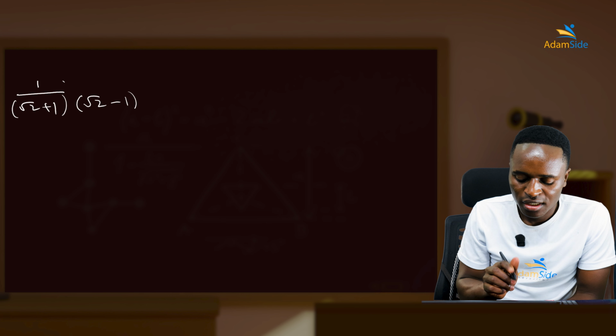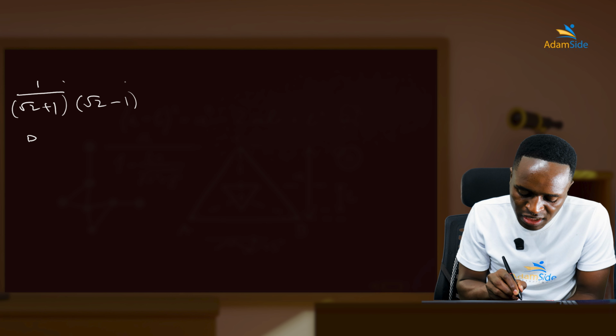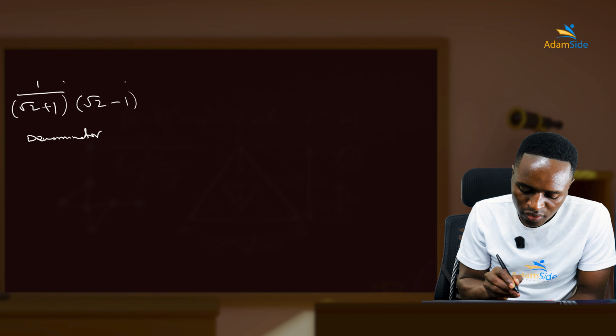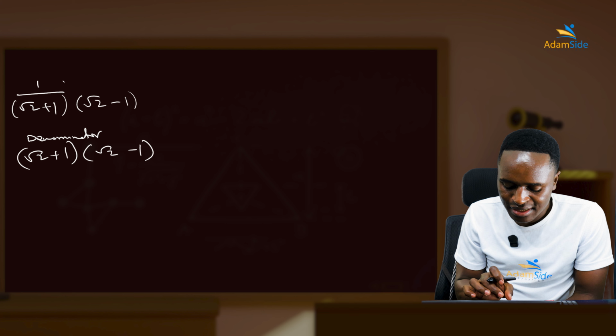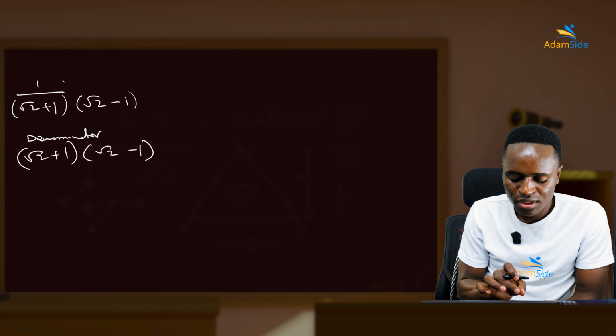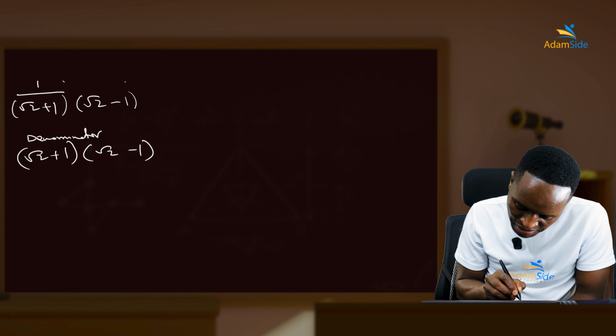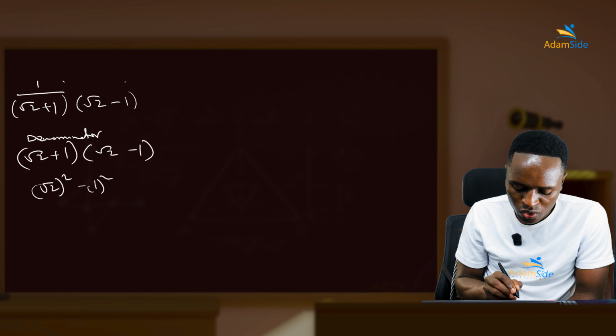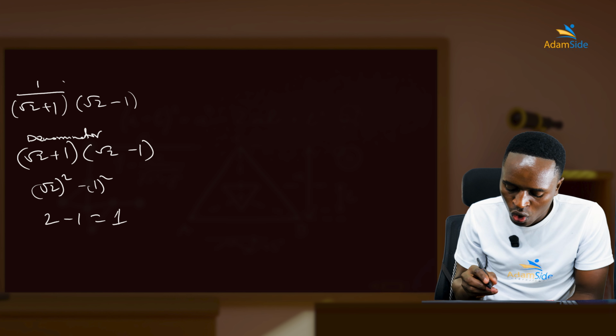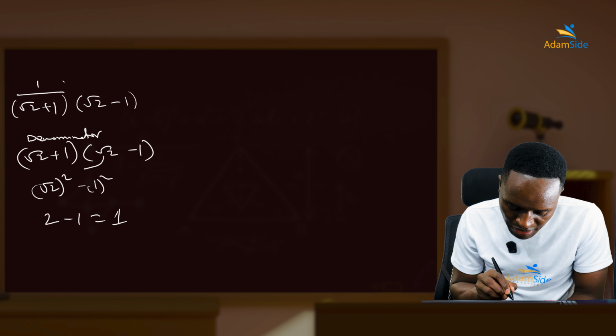When you expand this, the bottom is the denominator: root 2 plus 1 times root 2 minus 1. They are the same but with a different sign. This is the same as just squaring: root 2 times root 2 is 2, 2 minus 1 is 1. Or you can expand this, multiplying everything out.